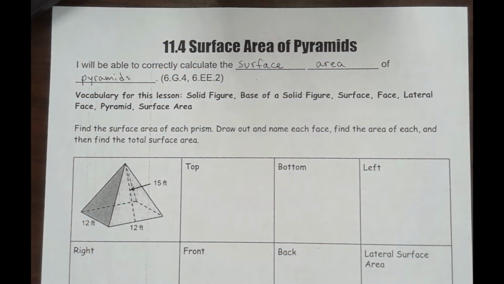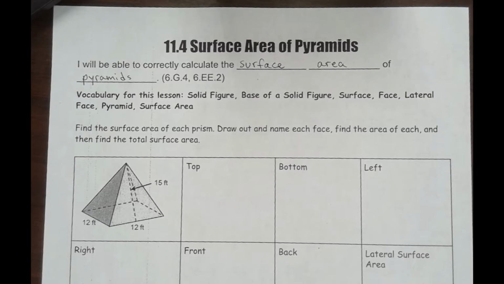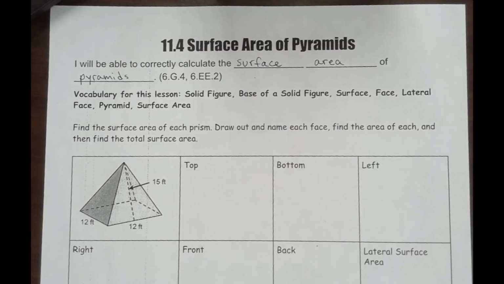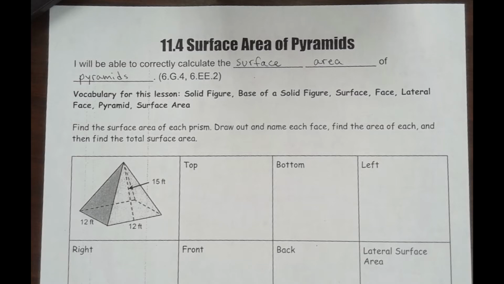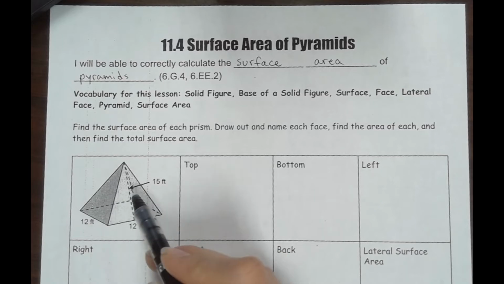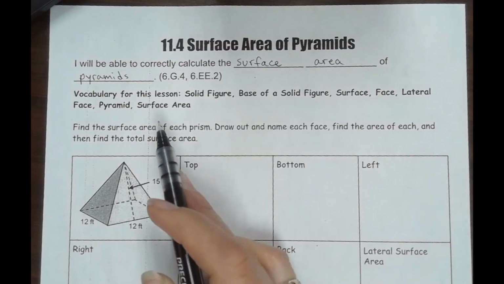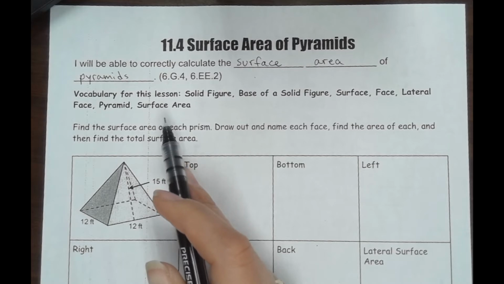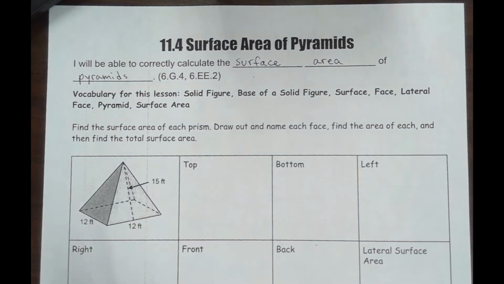Vocabulary for this lesson: a solid figure is a three-dimensional figure, takes up space. The base of a solid figure is the basic shape. Surface is all the outside surfaces. Face is one side of the surface. Lateral faces are all the faces that aren't the base. A pyramid has exactly one base, and the rest have triangular sides that meet together at one vertex. And then surface area is the area of all surfaces put together.